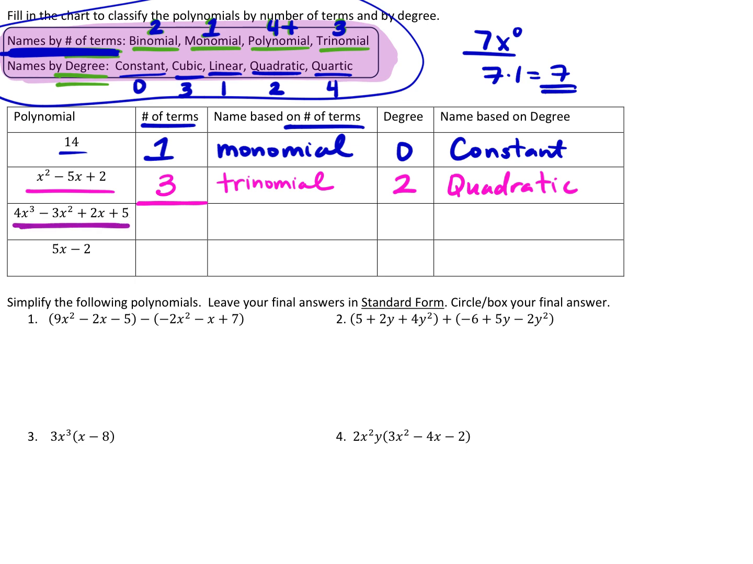4x cubed minus 3x squared plus 2x plus 5. Kiana, what number of terms is that? That is 4 terms. Nick, can you tell me what you call something that has 4 terms? Polynomial. That is a polynomial. Okay, so 4 or more. So if it was 5, if it was 6, if it was 7, you would just call it a polynomial.